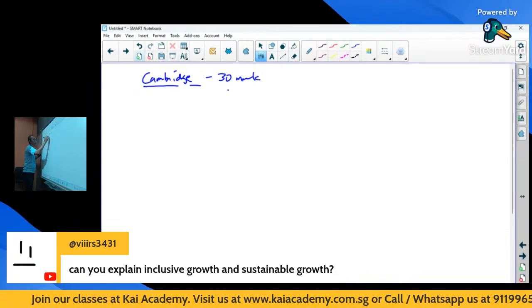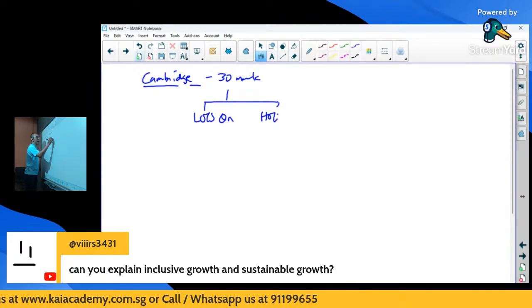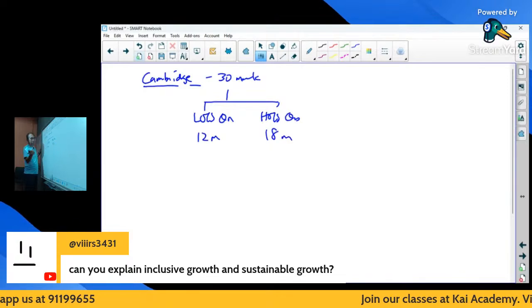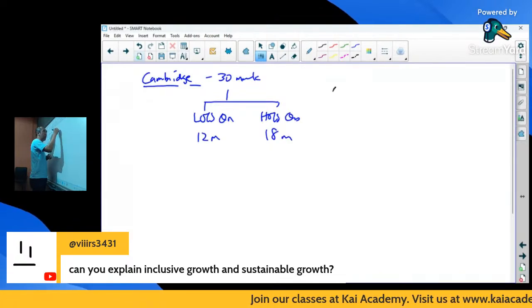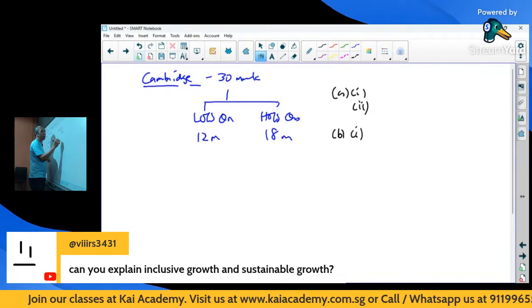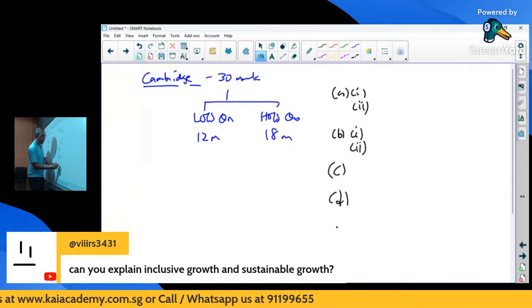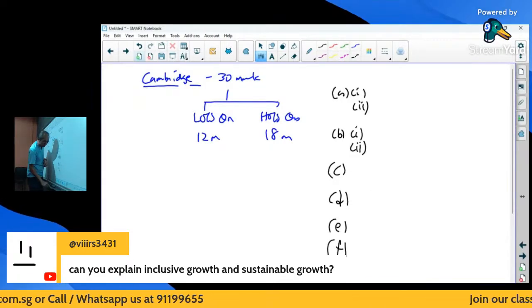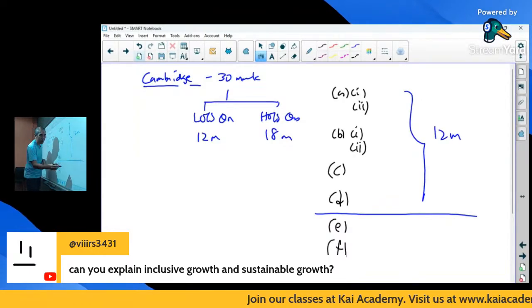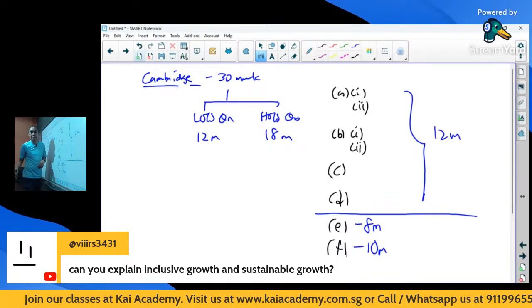In the 30 marks, it's split into what we call lower order thinking skill questions and higher order thinking skill questions. The lower order thinking skill question is 12 marks and the higher order thinking skill is 18 marks. So your questions will normally have like A part 1, A part 2, B part 1, B part 2, C, then D, followed by E and F. So usually this will be the first 12 marks low order question, including data questions. Then E will typically be 8 marks and F will typically be 10 marks.